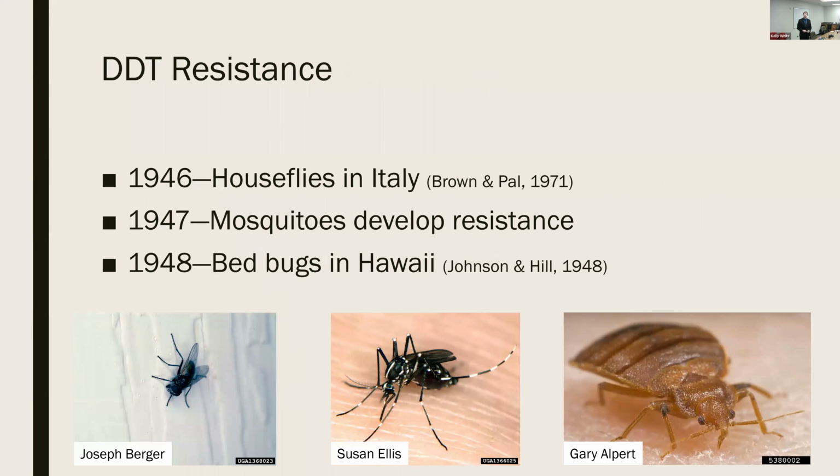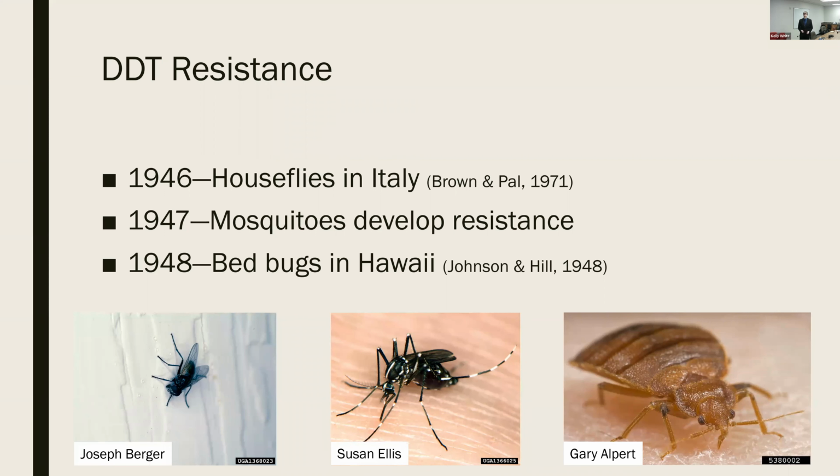Moving on to those newer synthetic insecticide classes, in 1946 was our first reported resistance to a synthetic insecticide, in this case DDT. That was when houseflies in homes in Italy started to re-emerge after those homes were treated with DDT for mosquito control. In those same areas, first reported in 1947, mosquitoes themselves also began to develop resistance to those insecticides.